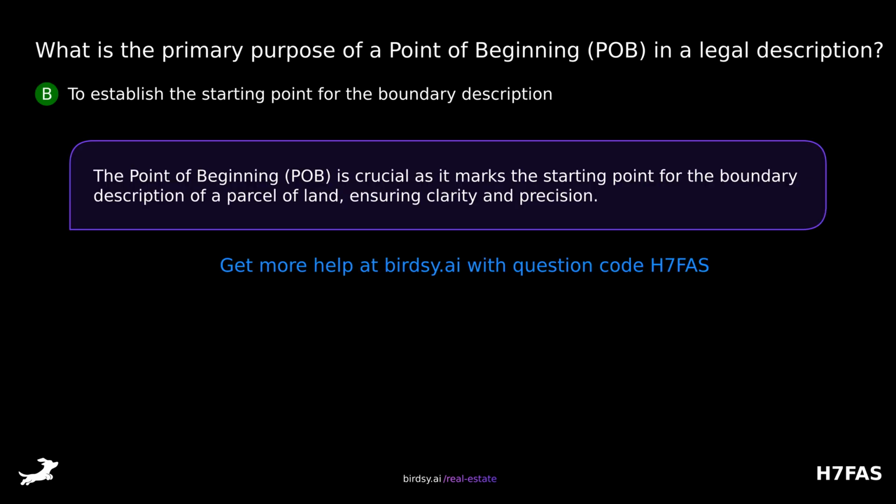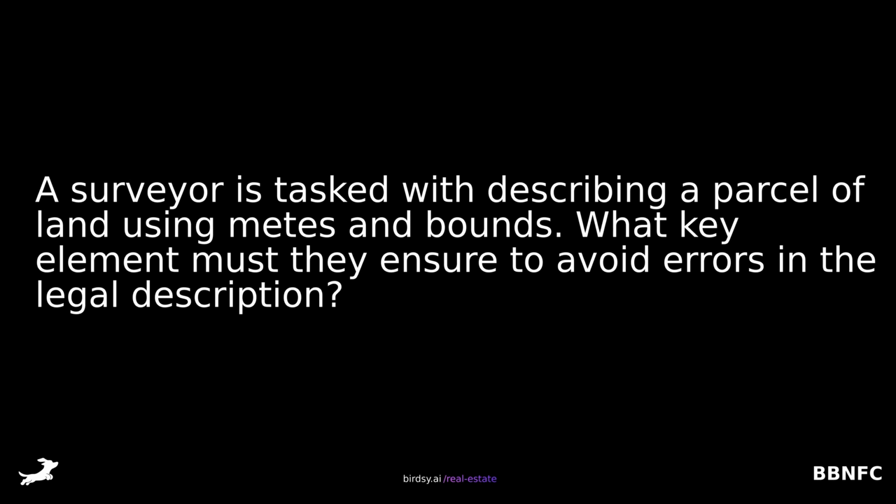The point of beginning is crucial as it marks the starting point for the boundary description of a parcel of land, ensuring clarity and precision. A surveyor is tasked with describing a parcel of land using metes and bounds. What key element must they ensure to avoid errors in the legal description?